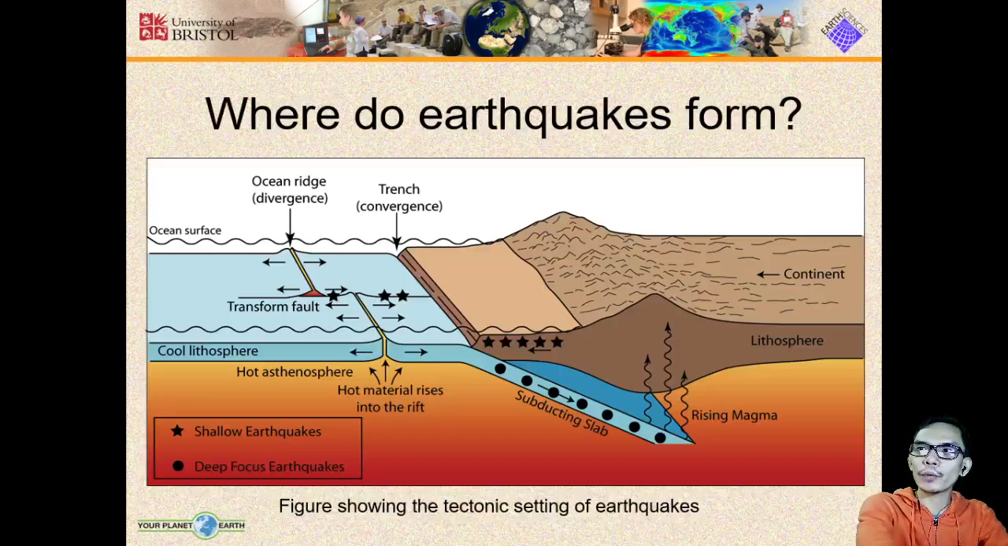Next one. Where do earthquakes form? The earthquakes are formed definitely where there are tectonic plates. As you can see here, when there's a subduction zone, there's an earthquake. When there is a transform fault, there is an earthquake. When there is a divergent boundary, there is an earthquake. So definitely earthquakes are very much related with the tectonic plates, and also with the mountain ranges.